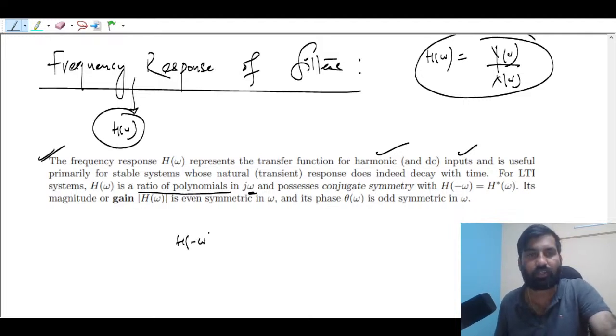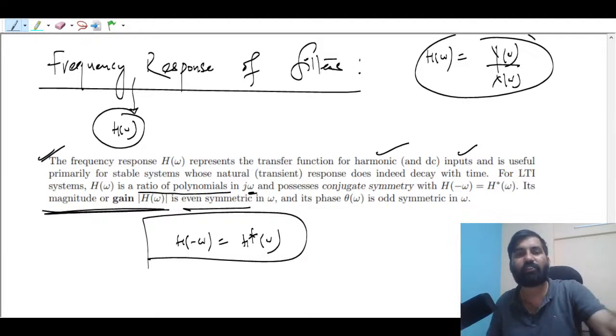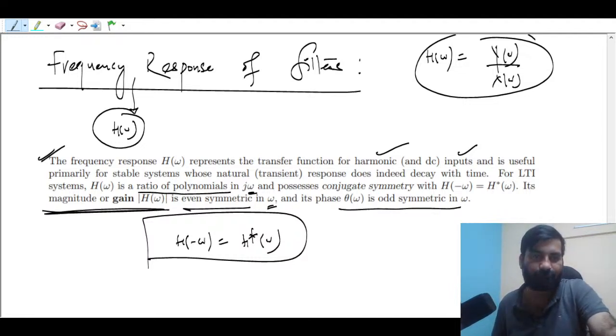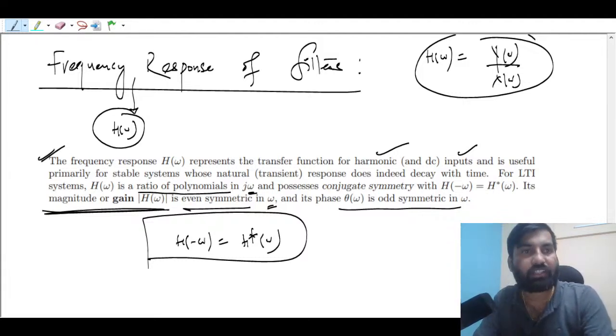Conjugate symmetry का मतलब H of minus omega is H conjugate omega. It is nothing but a magnitude or a gain and is even symmetric. आपका जो gain या magnitude होगा even symmetric with omega, and the phase is going to be odd symmetric. खत्म. ठीक है? I think this is clear. Okay. So what you can do here is there will be two things that you have to remember. So what is filter? If I ask what is filter, so filter is nothing but a frequency.